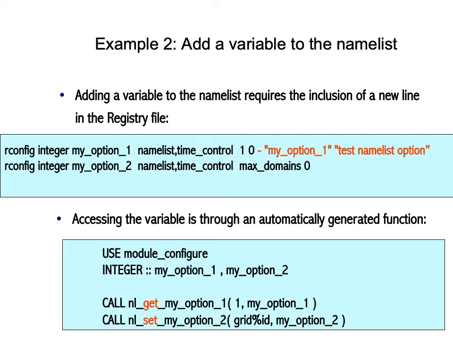I can also set the namelist option, and I can set it based on a particular grid ID that I would like. And notice in this case, my_option_2 has an entry for each one of the available domains, so I have to tell it which domain ID I'm actually interested in setting.